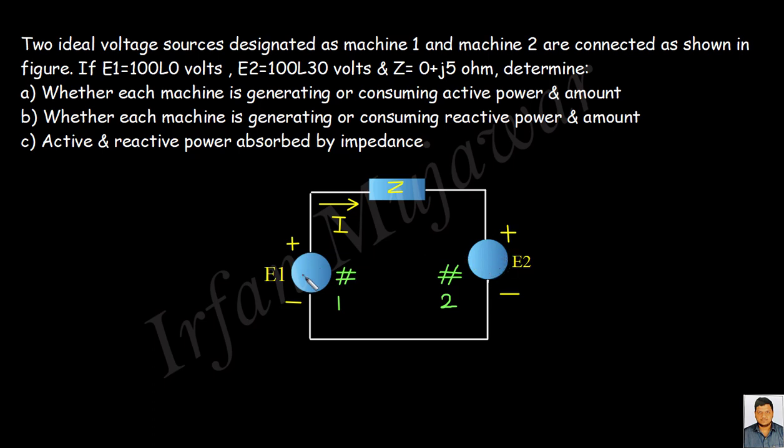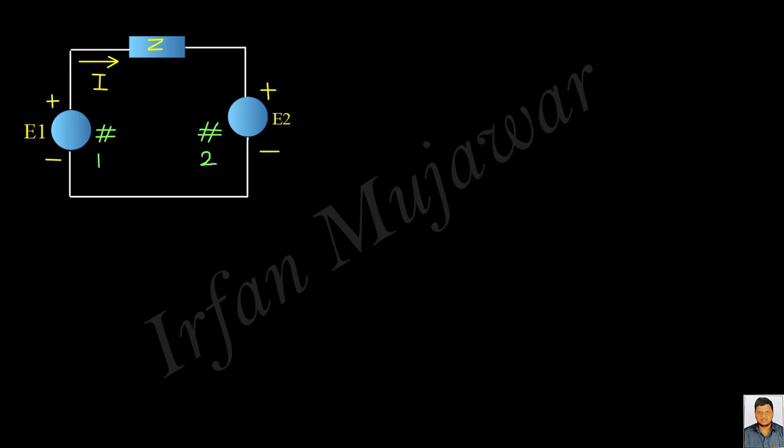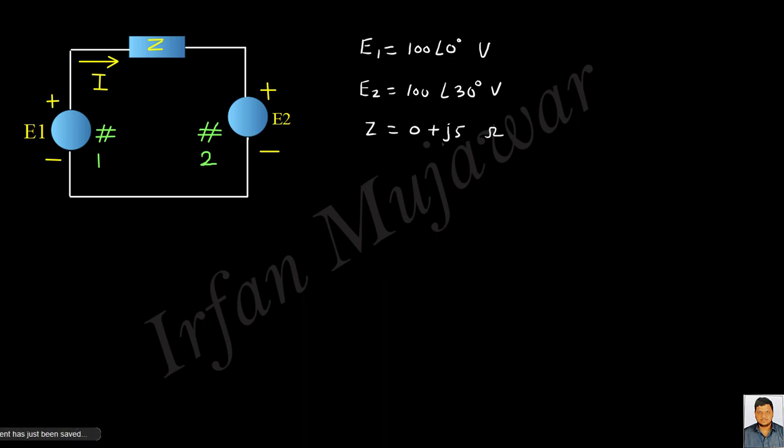But whether this is really a generator and this is a motor, we don't know unless we calculate the power of each machine. Now let me go to the next slide. I will write the data. E1 is equal to 100 at an angle of 0 degrees volts. E2 is equal to 100 at an angle of 30 degrees volts. Impedance Z is 0 plus J5 ohm. So 0 plus J5 ohm means this is a pure inductive impedance. There is no resistance involved.